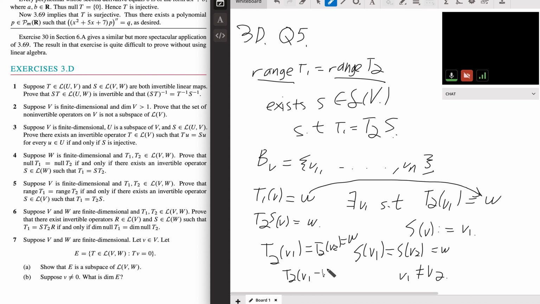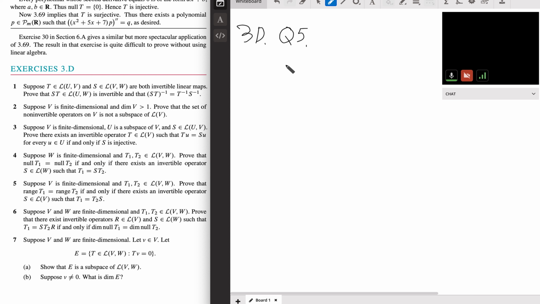But that means T1 of V1 minus V2 is equal to W, and then V1 minus V2 is in the kernel of T2, I guess. But yeah, here we want to talk about non-zero W's, so this shouldn't happen. Oh, sorry. Yeah, okay, no. Yeah, I think the other way around is actually much easier.